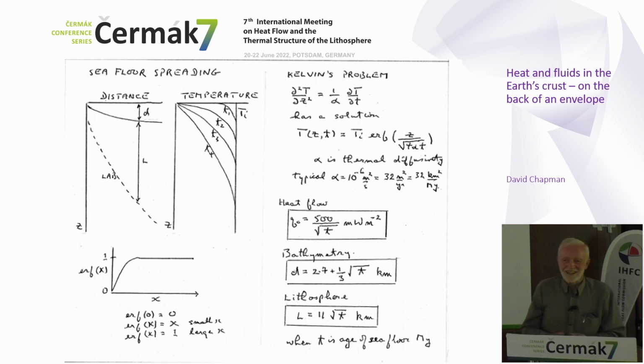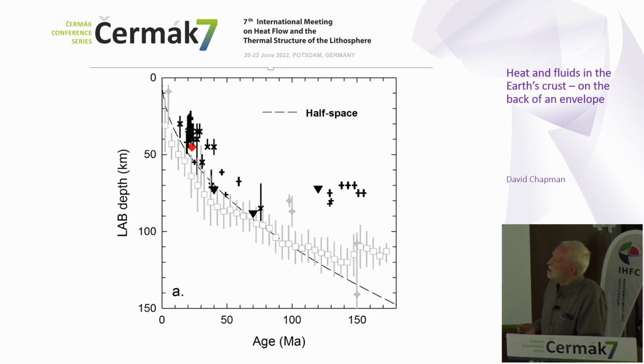So I want to show you the data, and I'll go in reverse order from the bottom up to the top. Here's a plot of LAB depth versus the age of the seafloor, 0 to 160 million years. Here's the prediction, and there's the data coming principally from surface wave dispersion, from tomography, and more recently from the S to P conversion. What's the terminology? Receiver functions, thank you. So pretty good, okay? Pretty good.